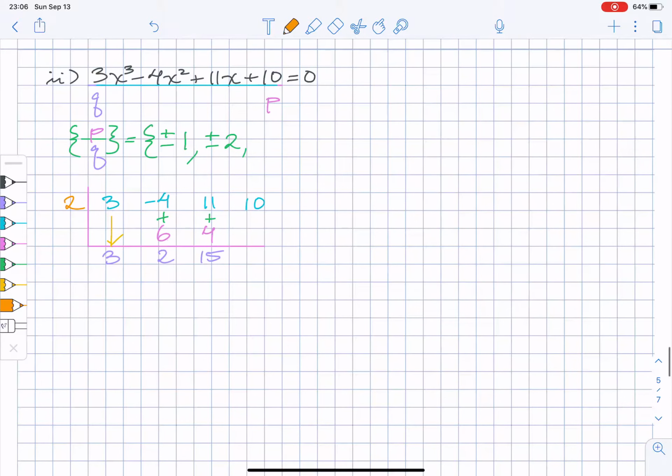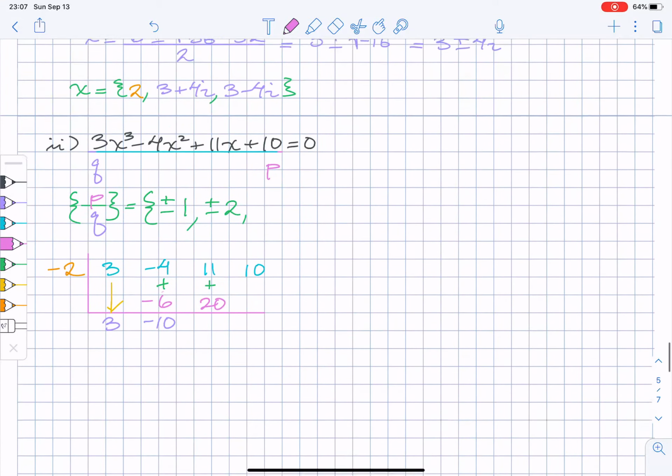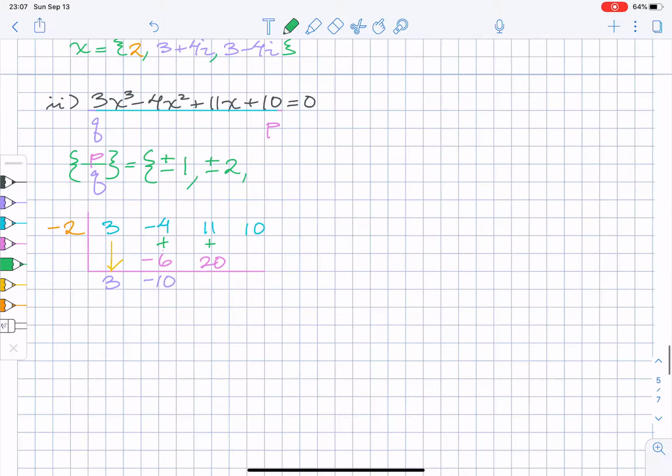What about negative 2? Okay, if we use negative 2, we get negative 6, which is going to give us negative 10. Then negative 10 times negative 2 is going to give us positive 20. Nope, that's still not going to work. Okay, oh my goodness. So I guess we have to move on.